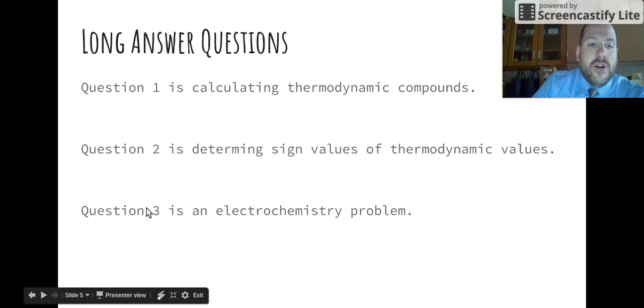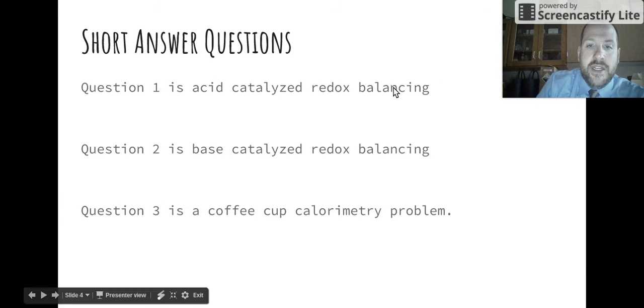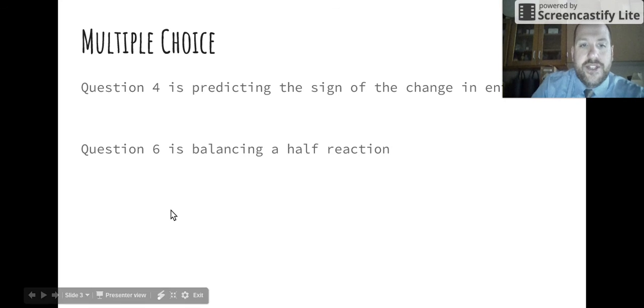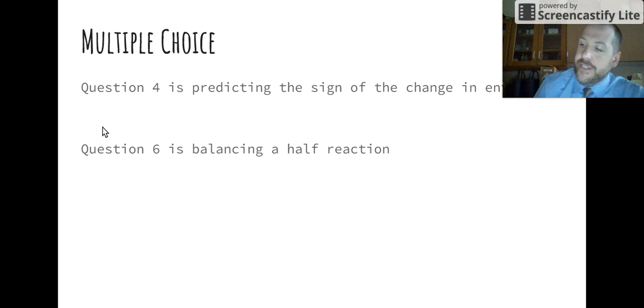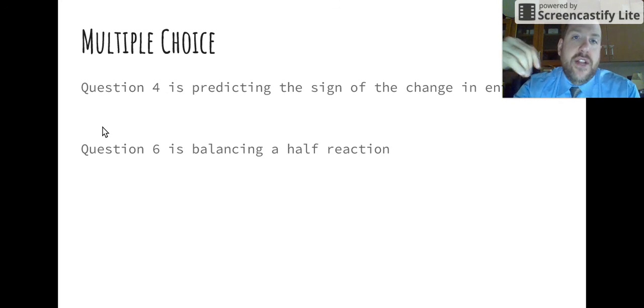But as we go through all of the questions, you'll notice that the bigger portion of the test is going to be thermodynamics. So there's one big electrochemistry problem, and then I guess these two are kind of big. And then question 6 is the only multiple choice question that has to do with balancing the half reactions. So just keep in mind, I don't know the exact breakdown, but it's definitely more thermodynamics than it is electrochemistry.